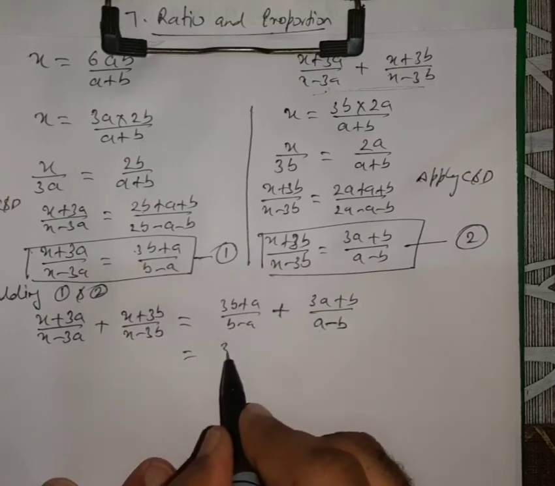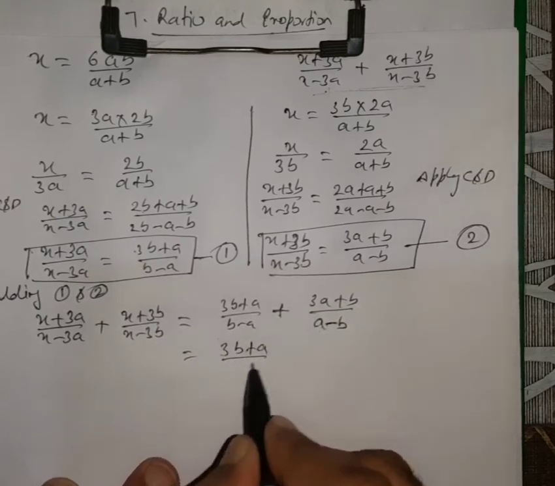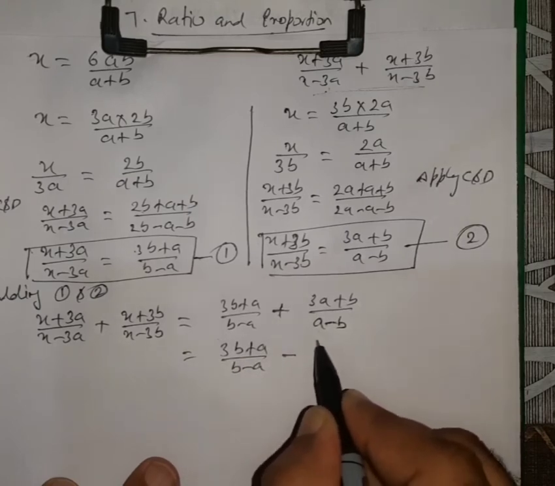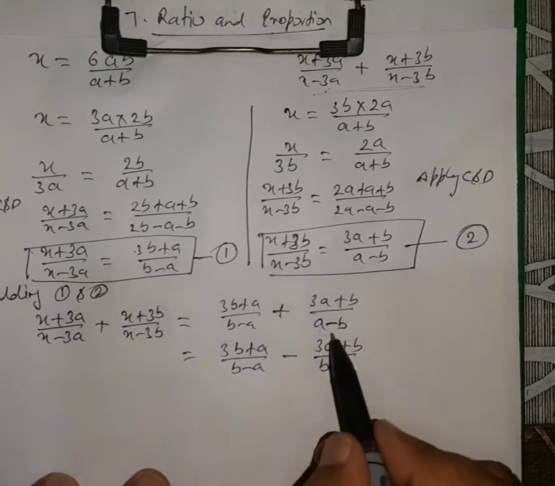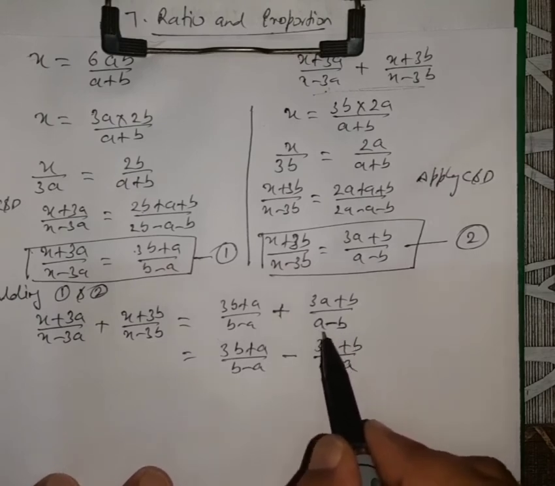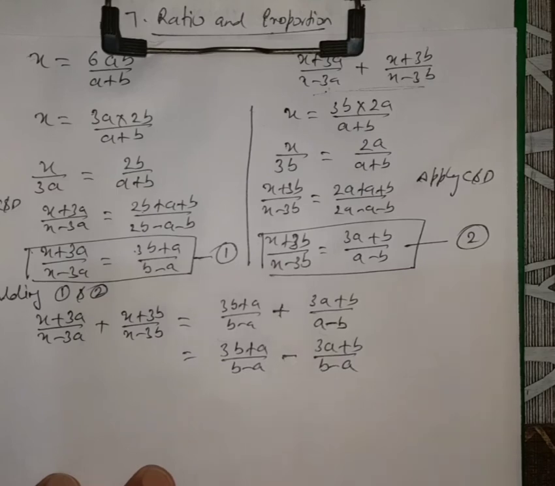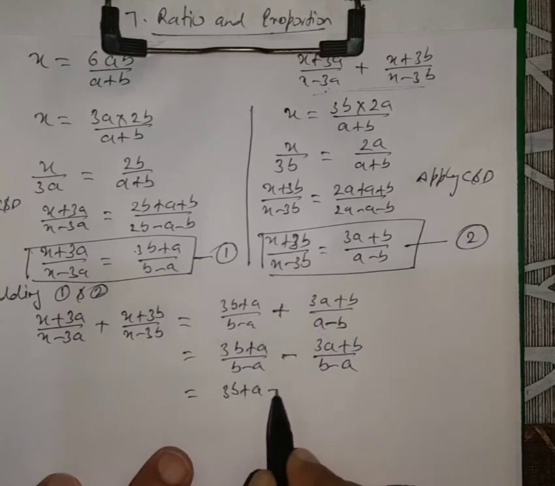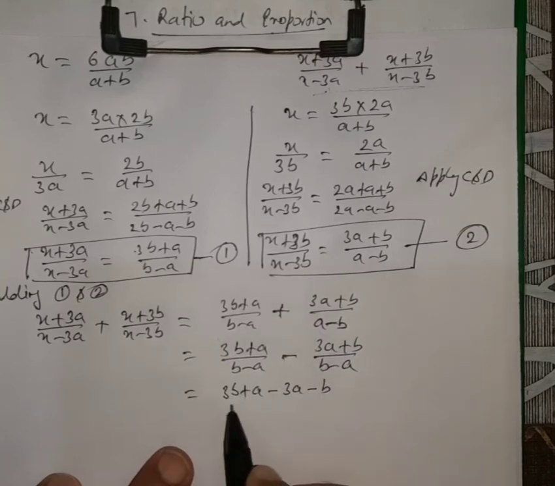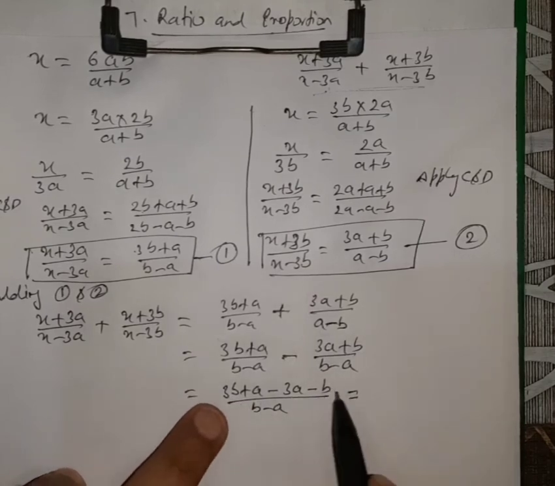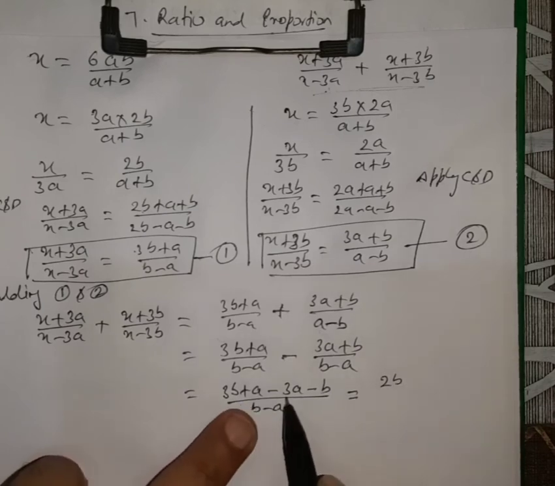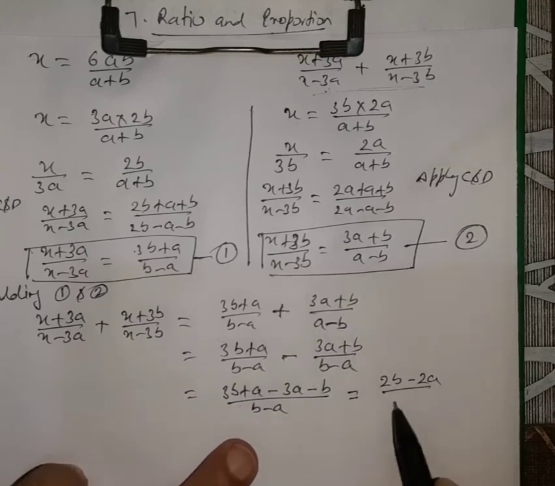So I am writing (3b + a)/(b - a) - (3a + b)/(b - a). To change this to b - a, minus b to b - a, I will have to change the sign, or we can take minus common. Now we can take the LCM here, so this becomes (3b + a - 3a - b)/(b - a). Now this is equal to 3b - b is 2b, and a - 3a is -2a over b - a.